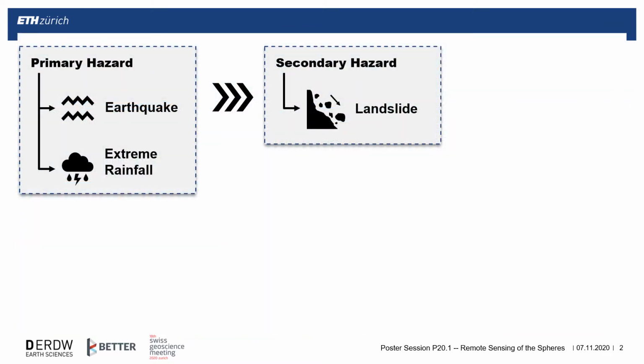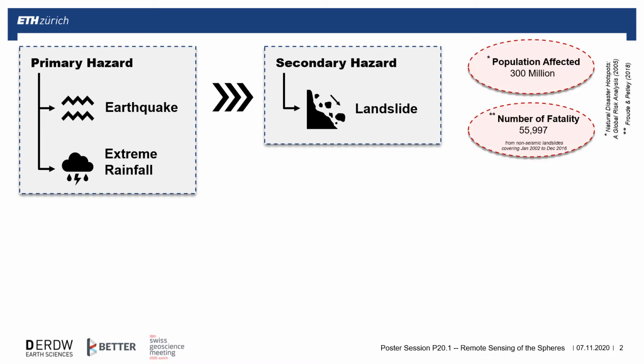Landslides are a very common geohazard which are often triggered by earthquakes or extreme rainfall in mountainous regions. They affect a lot of people and are also a cause of many fatalities. It is important to create a catalog or inventory of these landslide events, but mapping them is a very difficult task and if done manually will consume a lot of time.